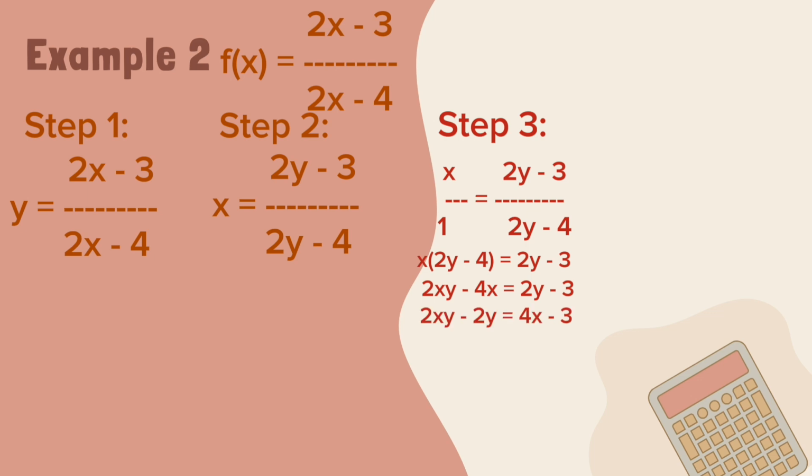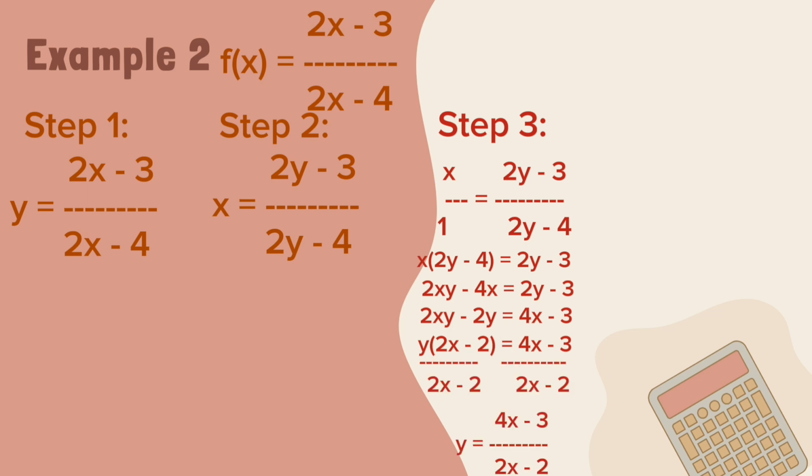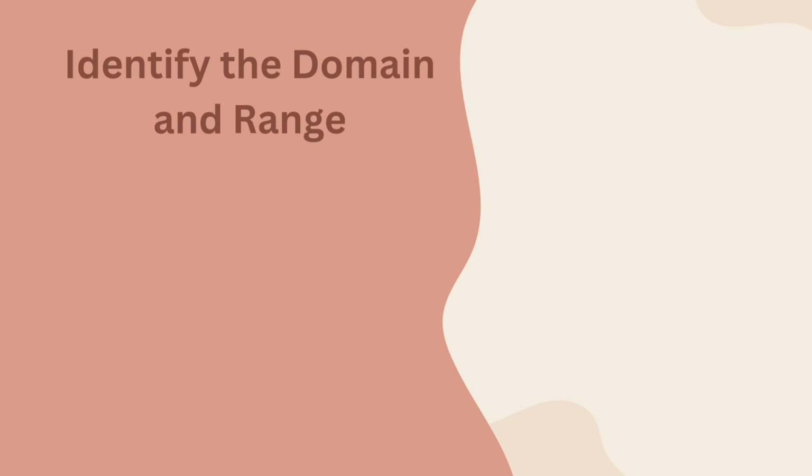Now, focus on the left side. What does it have in common? Okay, good. And after that, if we take out y, what do we have left? Okay, but y is not alone yet. So we should... Very good. Now that y is alone, we can proceed to step 4, and that is... Okay, correct. Now for the domain and range.